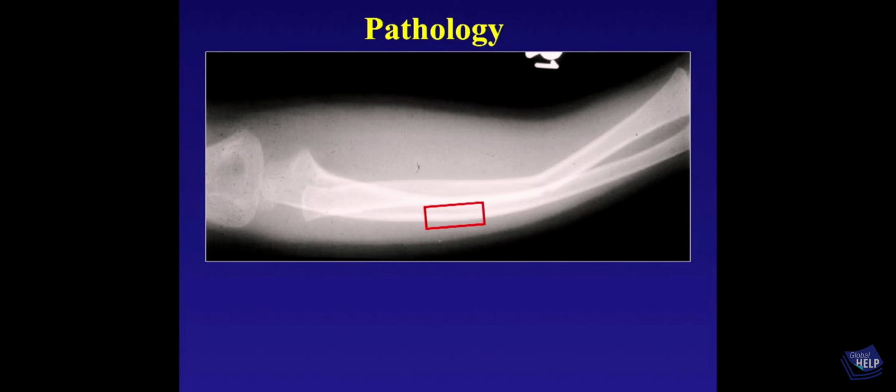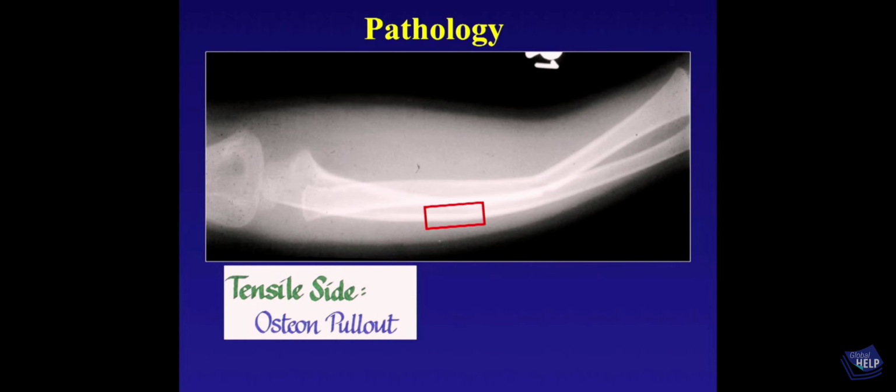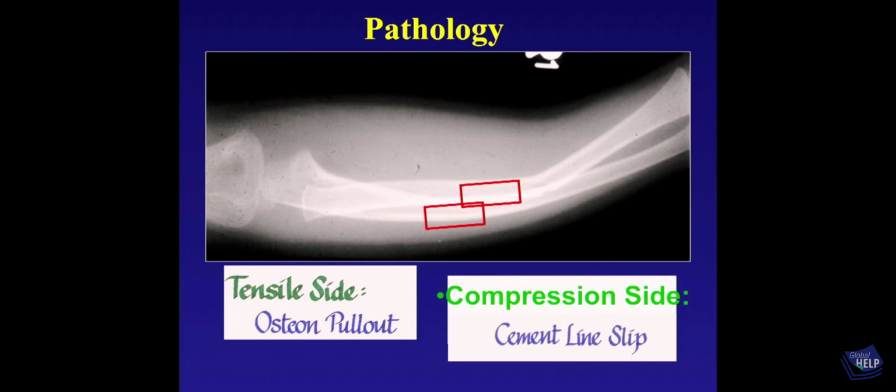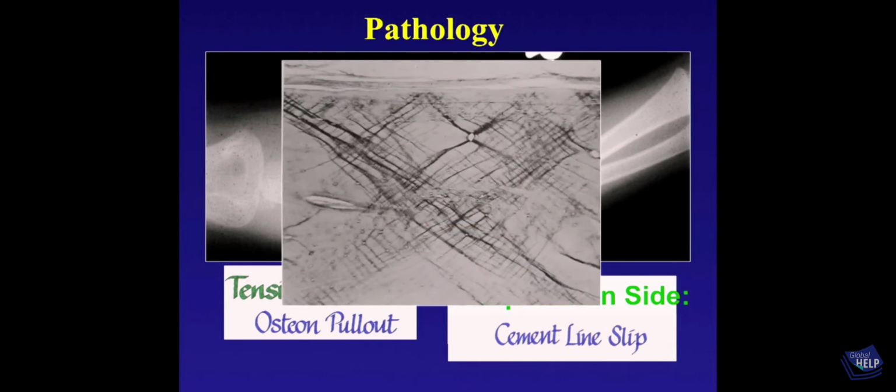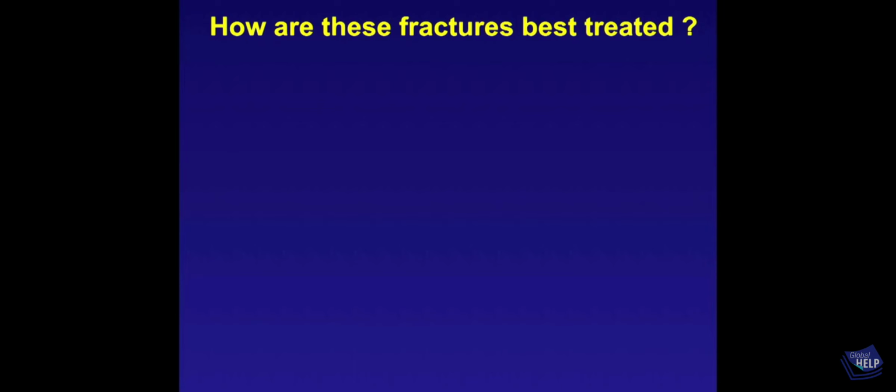The pathology is that on the tensile side, the osteons have been kind of stretched out and pulled out. And on the compressive side, the cement lines have slipped. You remember all those things about osteons and cement lines and osteocytes? You know, we still have to remember some of the basic science. And this is the cement lines. You can see where they've slipped. And the cement lines are what hold the cell units together, the so-called osteocytes.